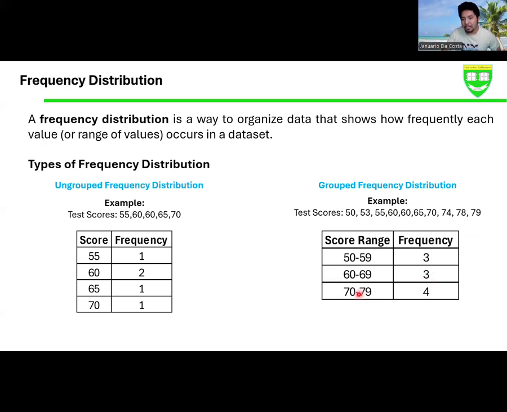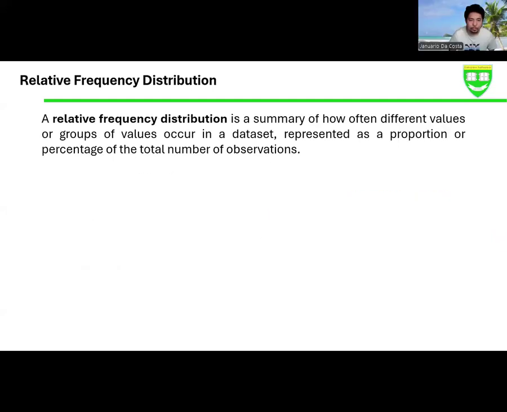What about from 70 to 79? So that's 70, 74, 78, and 79. So that is 4. Okay, so that is what you call a group frequency distribution. Any questions so far? Questions? No, teacher. Okay, good. So what is relative frequency distribution?